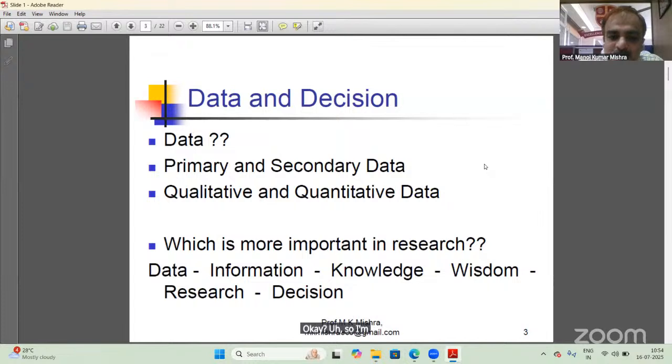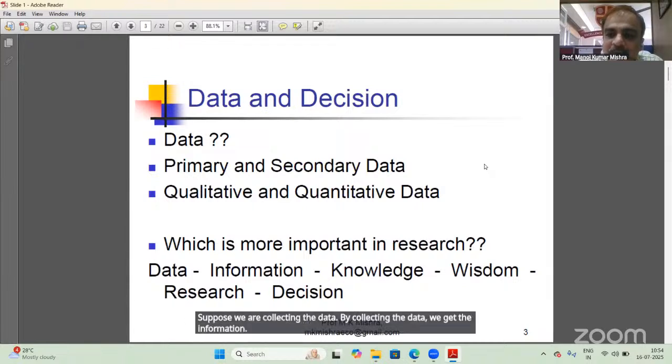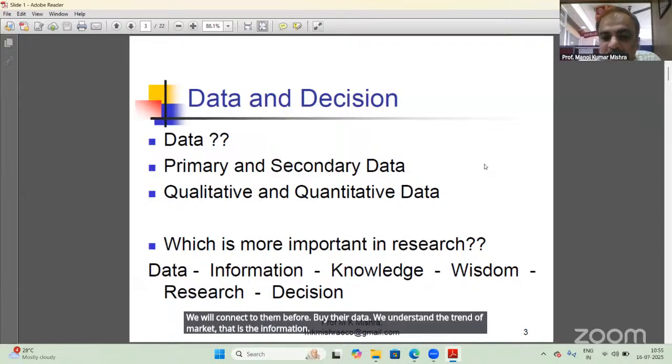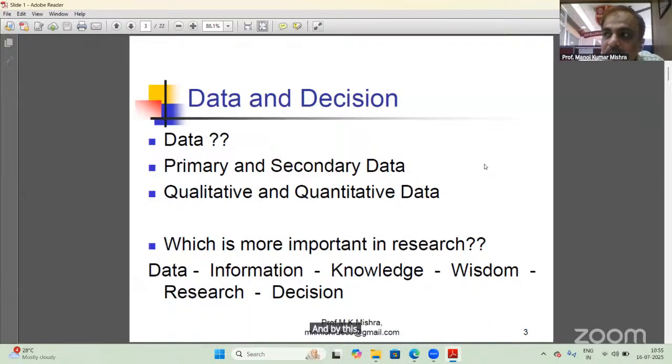So I'm saying that from data we take information. Suppose we are collecting the data. By collecting the data, we get the information: what will be the trend of the market? We will collect the information from the data. We understand the trend of the market, that is the information. And from information, you derive the knowledge. From knowledge, we get the wisdom. Wisdom means what you should do.